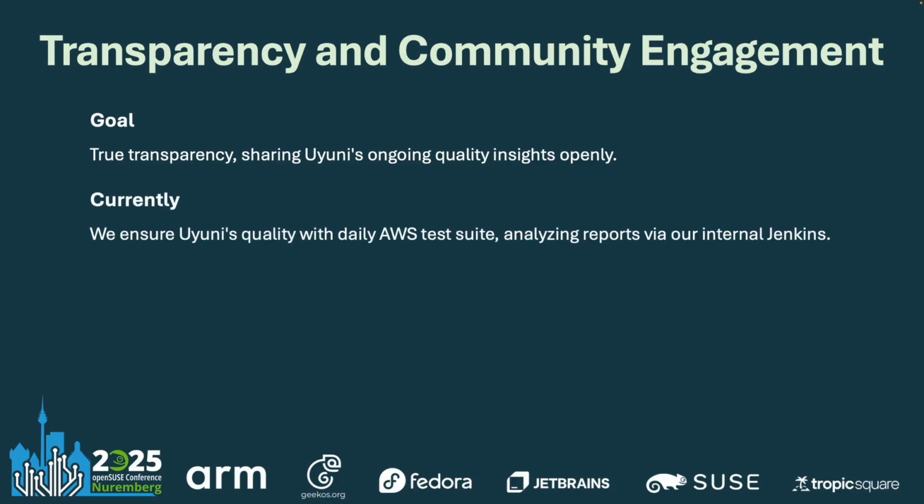Right now, we have a complete Uyuni test suite that runs every day in Amazon Web Services. These tests are started and the test reports are shown and looked at through Jenkins systems. But that's inside our own network, the internal network. So this is great for our internal team, but the problem is that these detailed reports are not easy for outside people of the wider community to see.